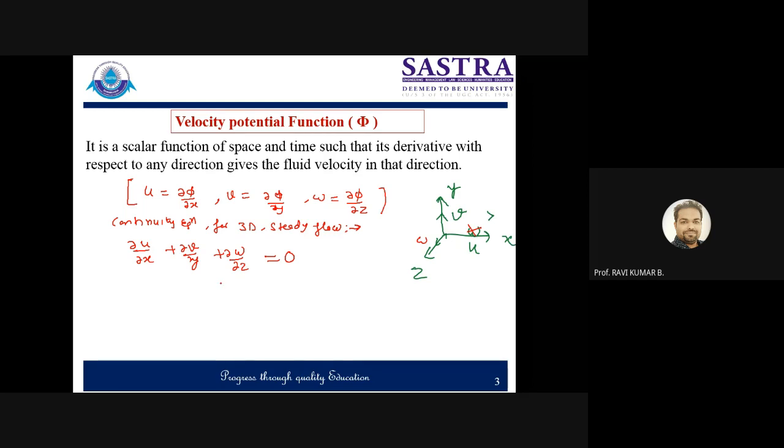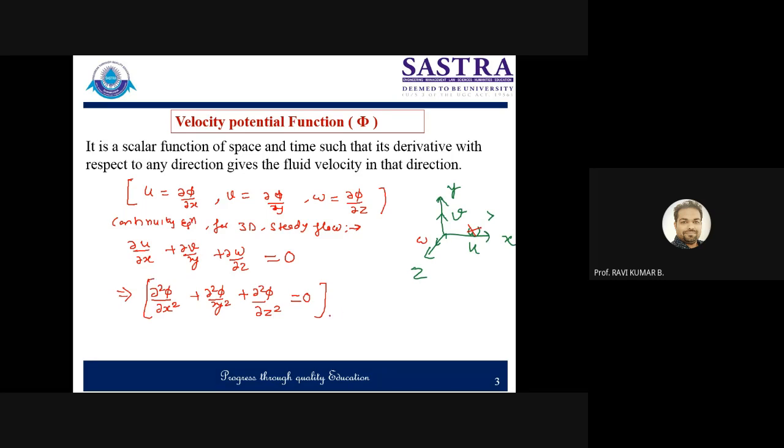So now substitute the values of u, v, w in these terms. The moment you put the values of u, v, w here, you get dou square phi divided by dou x square plus dou square phi divided by dou y square plus dou square phi divided by dou z square, and this should be equal to 0. Right? You are getting this equation.